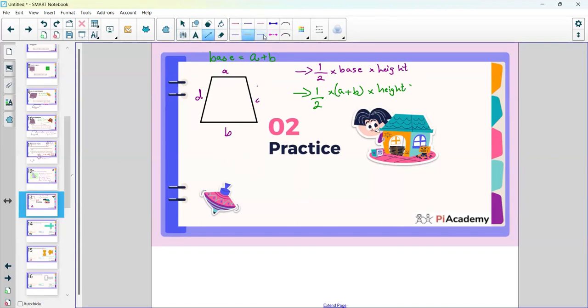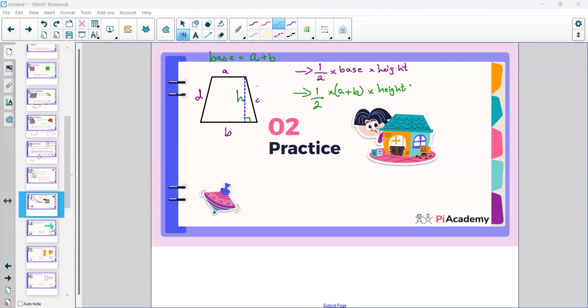The reason is my height would always be drawn from the top of the vertex to the base. And this height should make a right angle like this. So this vertical line making a right angle with the base, this is my height. It's not D, it's not C. So not any of the lines which are tilted will be considered as the height. These are the two takeaway points which you could remember. Does that answer your query, Anas? Yes. Okay. Thank you.